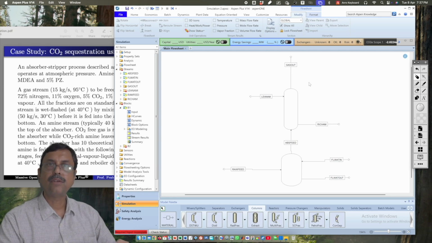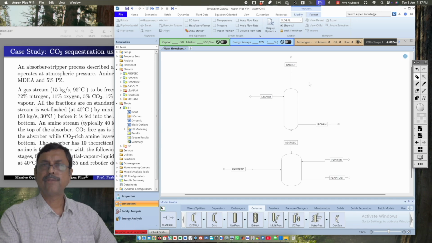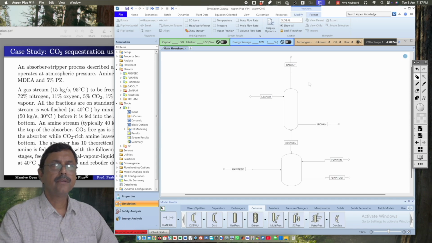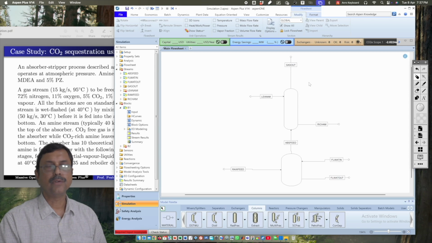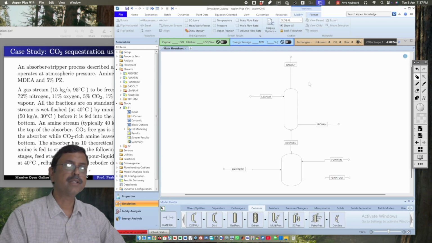For instance, we have nitrogen, we have oxygen, we have argon. So amine doesn't absorb them. So nitrogen gets released from the top, oxygen gets released from the top, argon gets released from the top, and some amount of carbon dioxide also gets released, because not all the amount of CO2 gets absorbed in the lean amine. So some amount of CO2 will always get lost through the gas out, although we want to minimize it because we want to maximize the capture of CO2. That we will take care of in the subsequent sections.